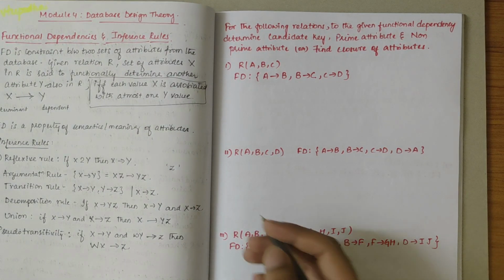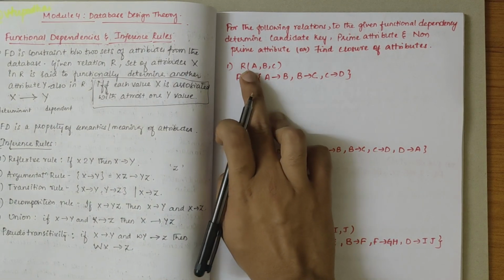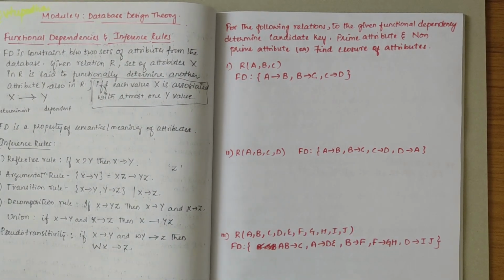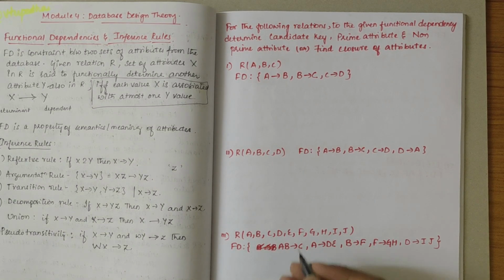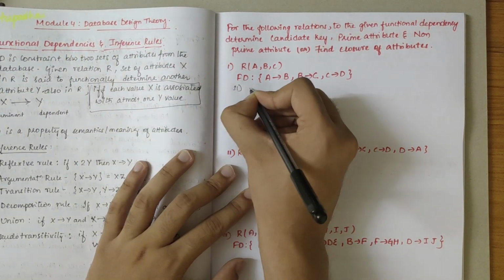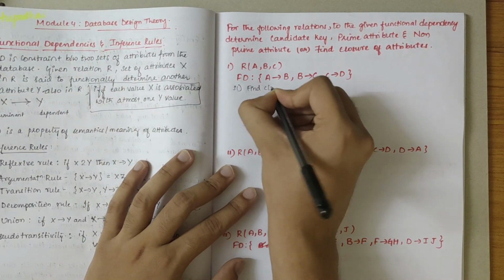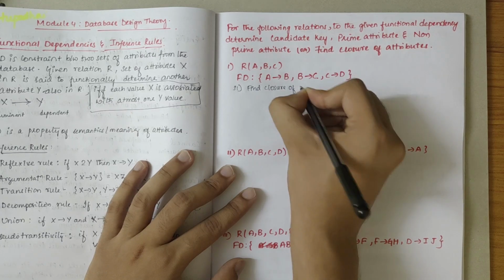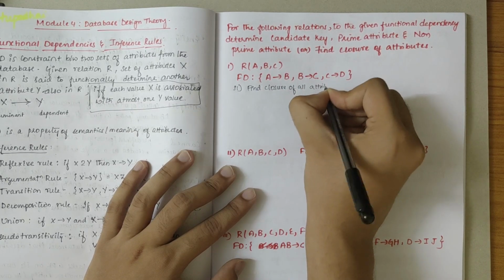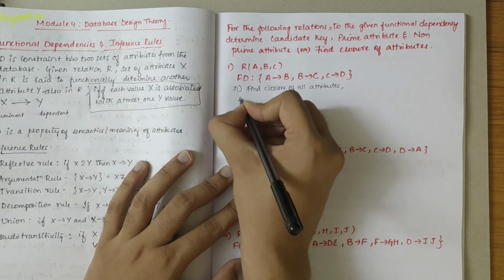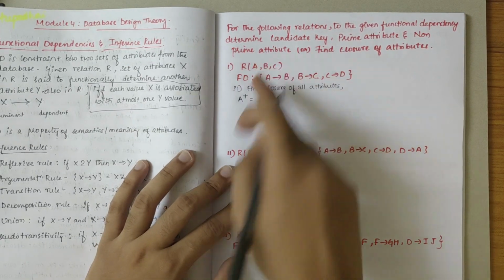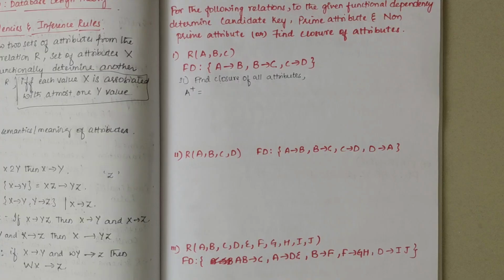and non-prime attributes. Starting from the first question, we have a relation R(A, B, C, D), and the functional dependencies are given as follows. A determines B, B determines C, and C determines D. Our first step would be to find the closure of all attributes. Here the attributes we have are A, B, C, D. Let's start finding closure. Closure is depicted as A with a plus notation on the top.